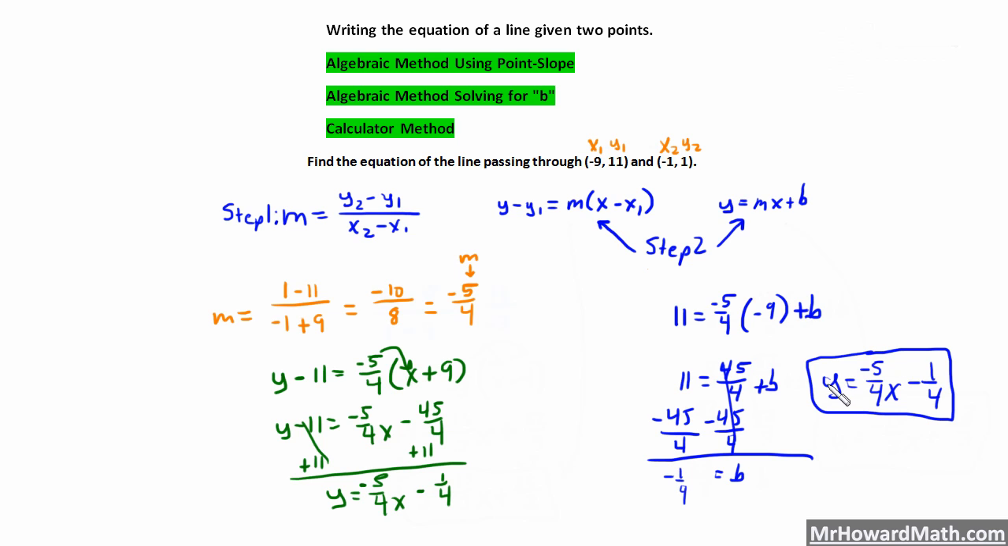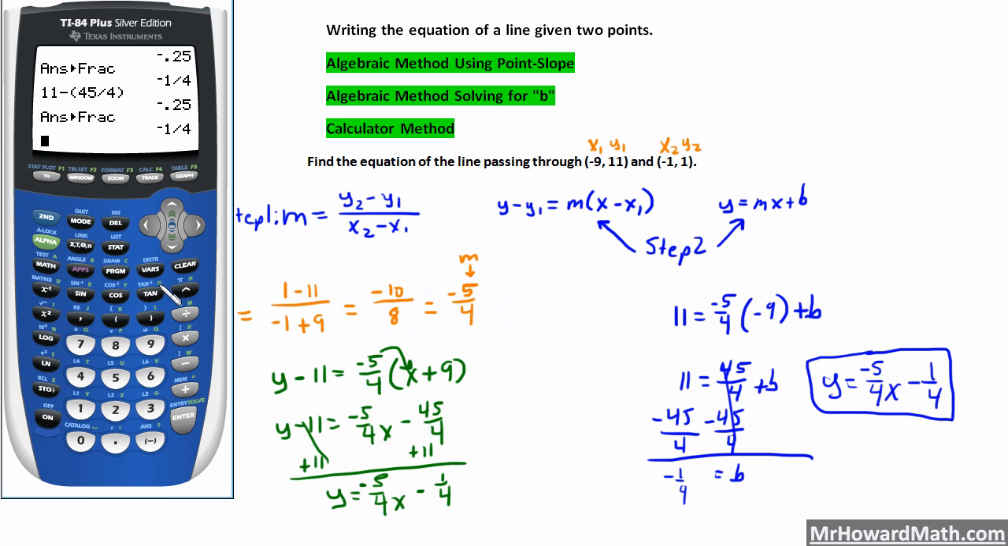Now let's use stat edit in our calculator. So let's pull our calculator back up. Let's go stat, enter for edit here. First step, remember, is to put our x's in list 1. We're going to clear out the other ones that we had. We're going to put our x's in list 1 and our y's in list 2. So our x's in this case are negative 9, negative 1. So negative 9, enter, negative 1.